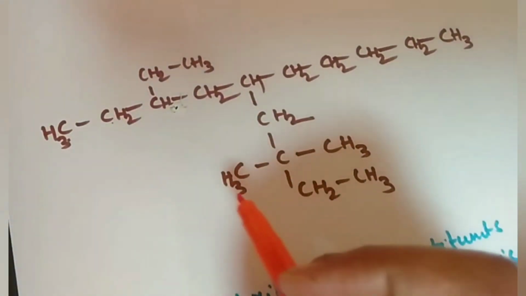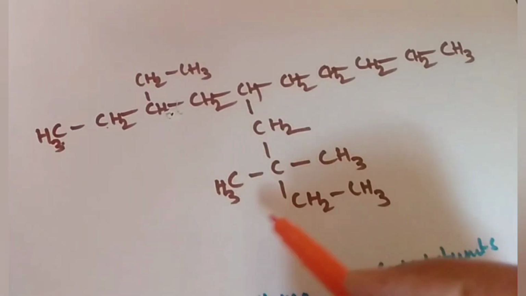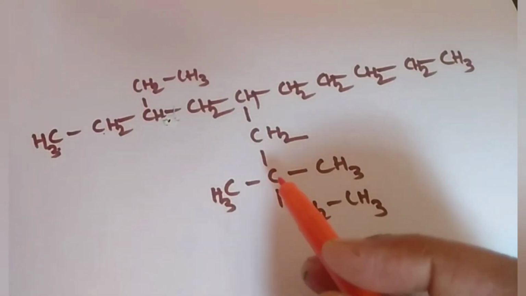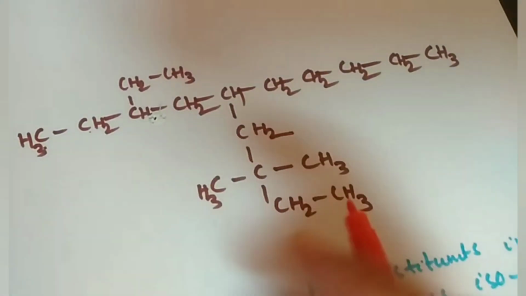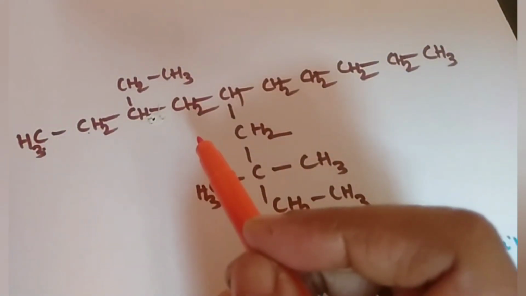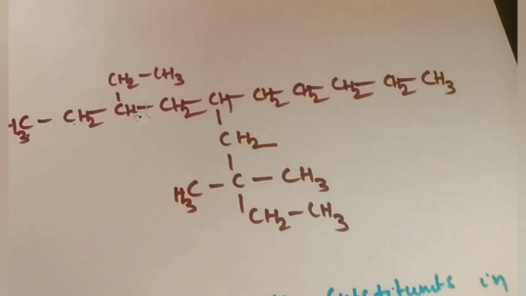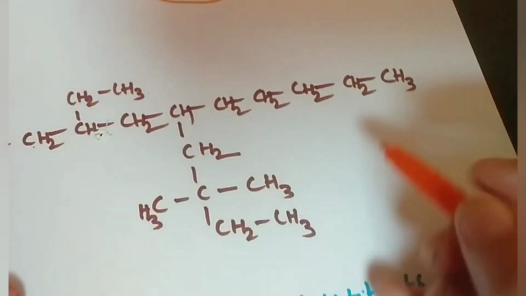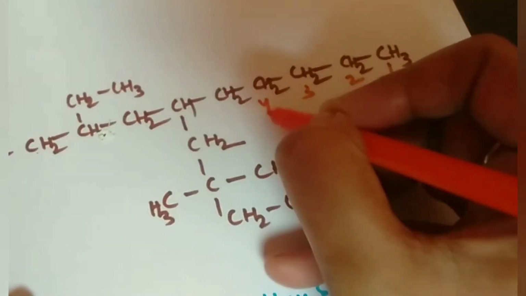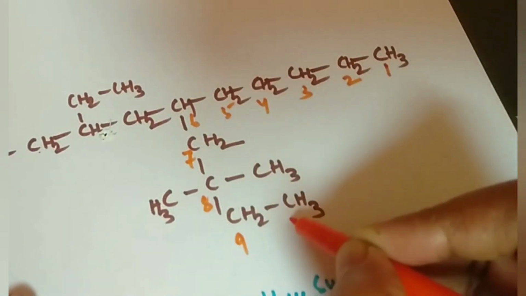Similarly, see here, there is another group, this is already a branched group. This is a substituted substituent which is directly attached to the parent chain. So in which way do you have to proceed, either from left to right or right to left? See here, in this compound we have to proceed from right to left, like this: 1 2 3 4 5 6 7 8 9 10.